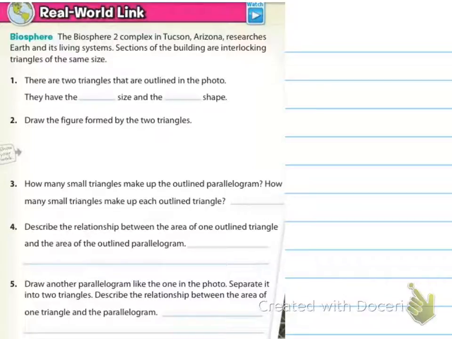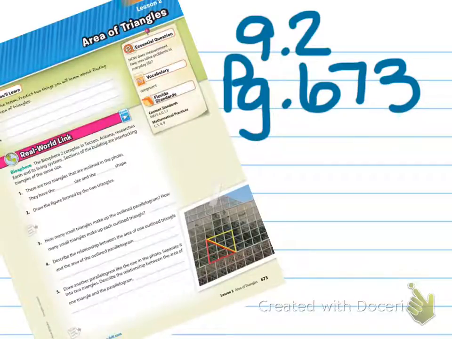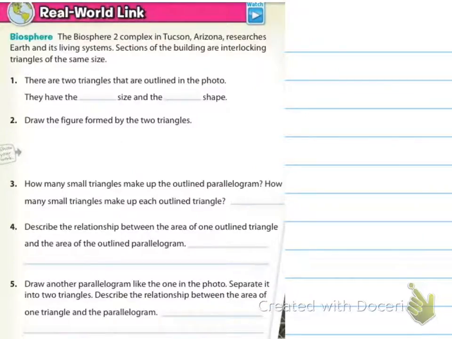Alright, so number 1, it says that the two triangles are outlined in the photo. They have the blank size and the blank shape. They're the same size and the same shape. And I know that because I'm counting across 3 and up 3, and right here I'm counting across 3 and down 3, so I know that these are the same size triangles. And so they're the same.